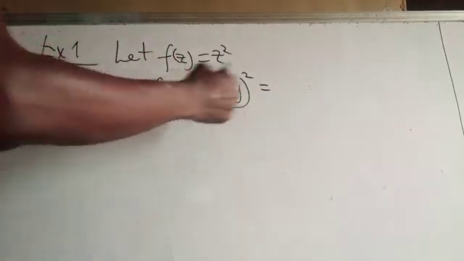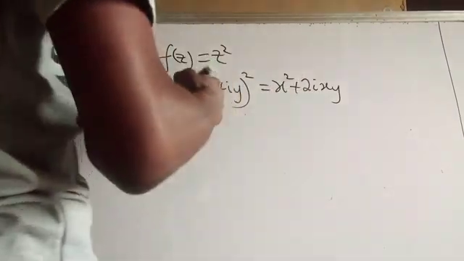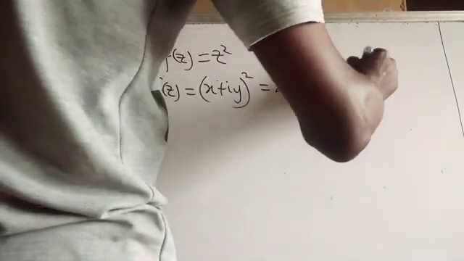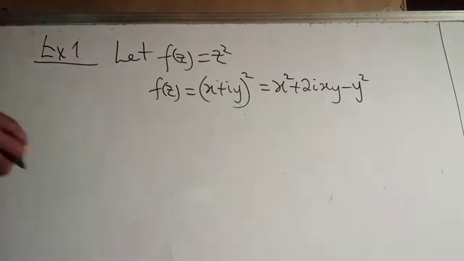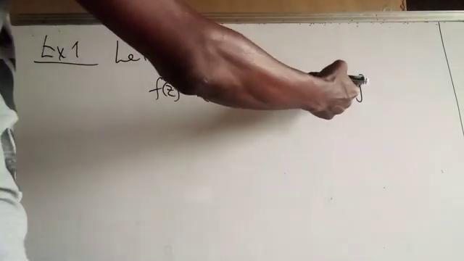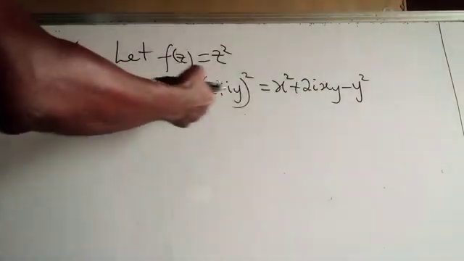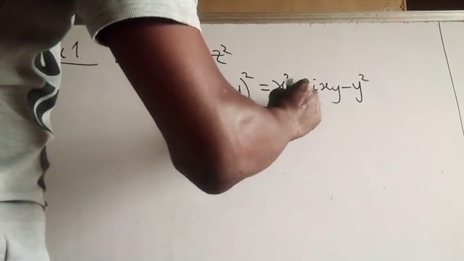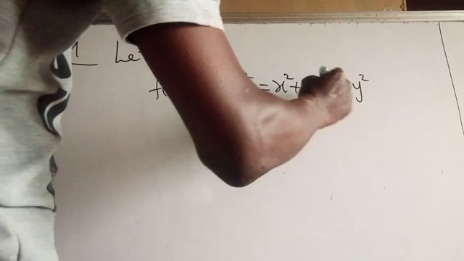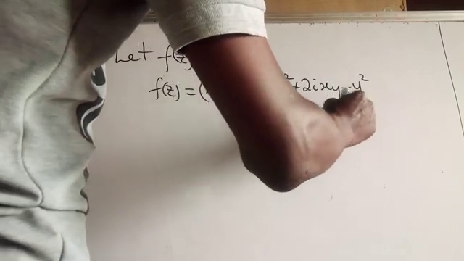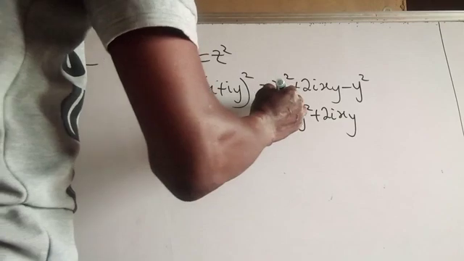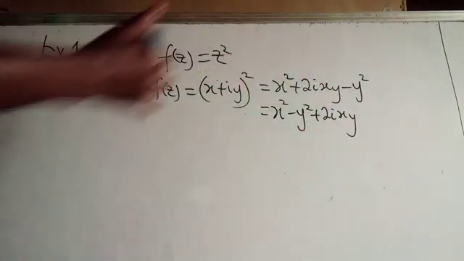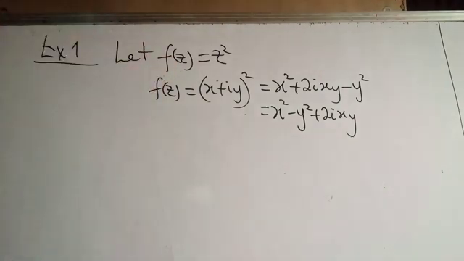By the time we expand this, we're going to have x squared plus 2ixy, then minus y squared, because remember, i squared is equal to minus 1. So minus 1 multiplying y squared, you have minus y squared. Then you collect like terms and write it as x squared minus y squared plus 2ixy. Beautiful. So now we separate into the real part and the imaginary part.